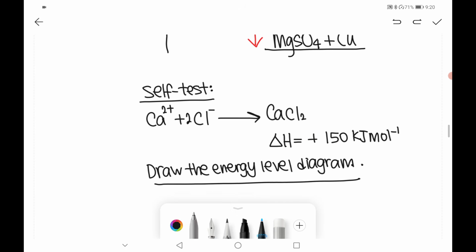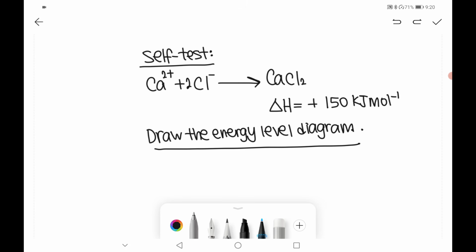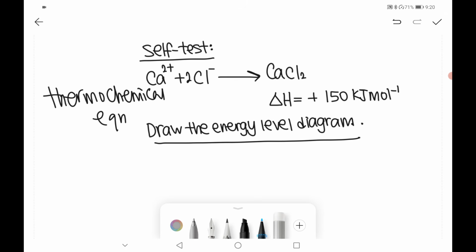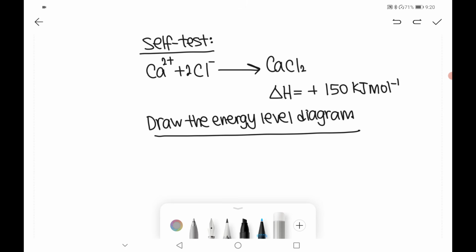So the next part will be a self-test. Now is your turn to do. You are given an ionic equation. This is an ionic equation that comes together with delta H. When the equation comes together with delta H, this is a thermochemical equation. So now I want you to use this thermochemical equation to draw the energy level diagram.